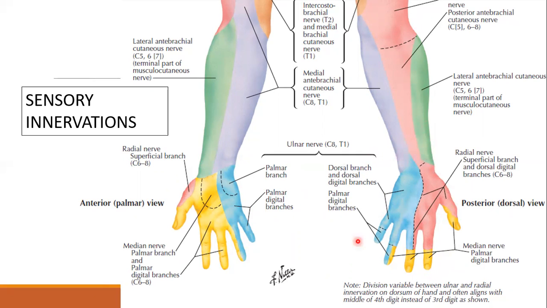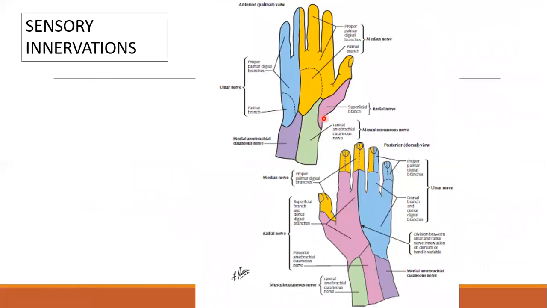Looking down into the hand, and actually I think I have a better slide for this here. You can see how cutaneous innervation for the hand is going to involve the median nerve, the ulnar nerve, and the radial nerve. So on this palmar surface, you can see how cutaneous innervation is split between your median nerve and your ulnar nerve, and the split goes through the ring finger.